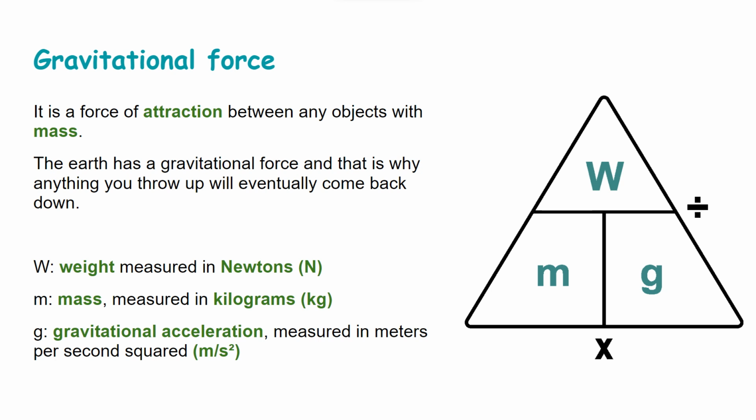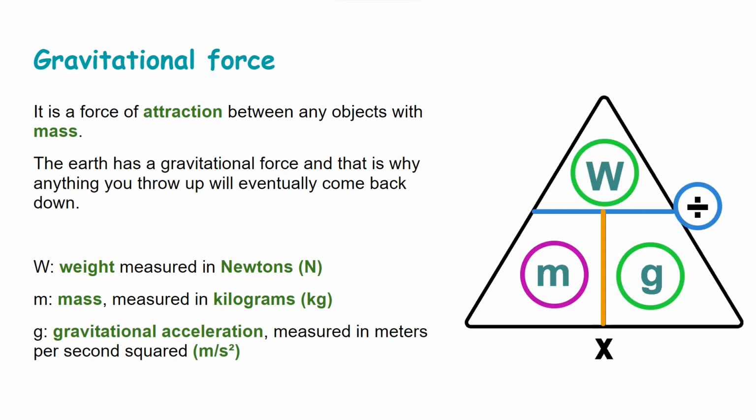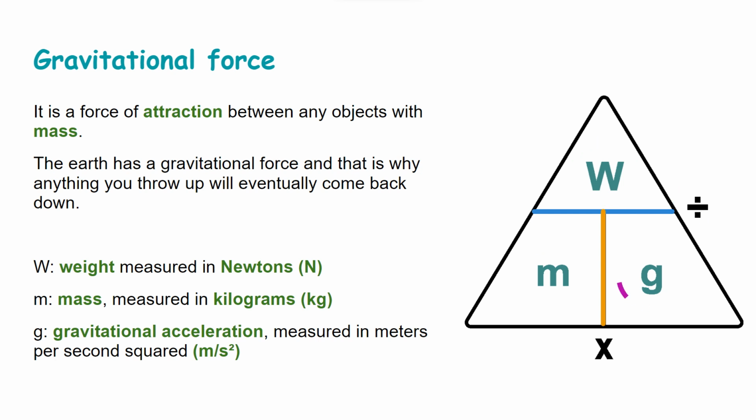You need to understand how to do calculations on gravitational force. Let us look at the triangle. Think of the W as a winner, and that's why it goes at the top. This line means divide, and this line means multiply. Therefore, W equals M times G, M equals W divided by G, and G equals W divided by M.